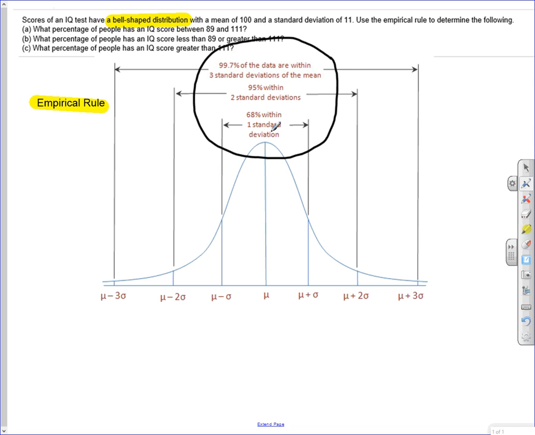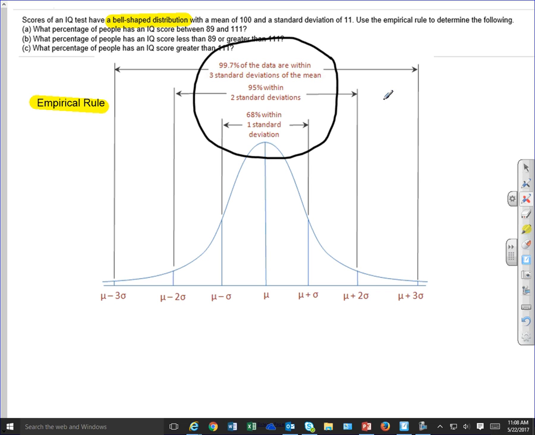The empirical rule tells us that always, if we have a bell-shaped distribution, 68% of our data is within one standard deviation of the mean. 95% is within 2 and 99.7% is within 3. So this part of the rule is always going to stay the same. What's going to change is what your mean and standard deviation are, and that's something that we'll get from the problem.